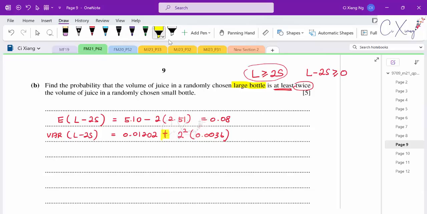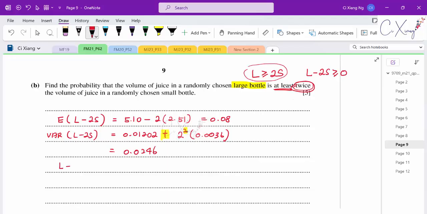Again, why do I need to square the 2 for the calculation of variance in this part? It is because of the keyword here. They are talking about one small bottle, but it is 2 times the small bottle. Therefore, when you have the meaning of times 2, when you want to calculate the variance, you need to square the constant, which is 2 squared. Then you simplify your variance value. This is the variance value that you have.